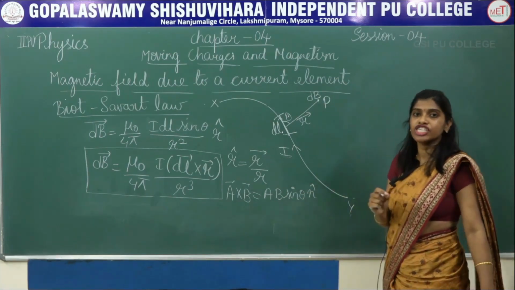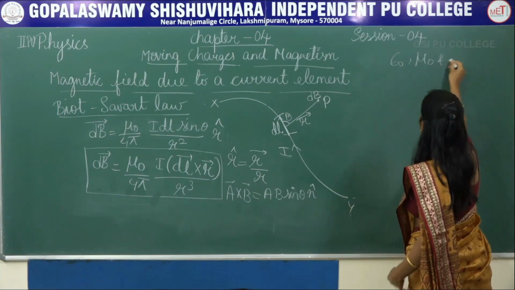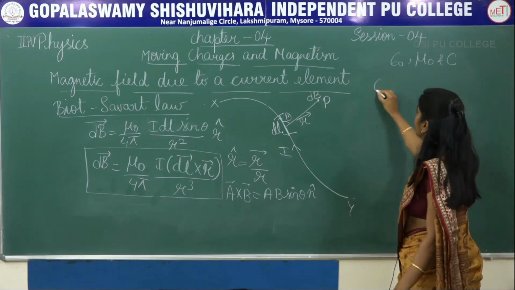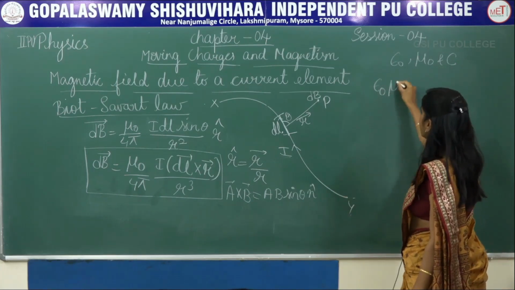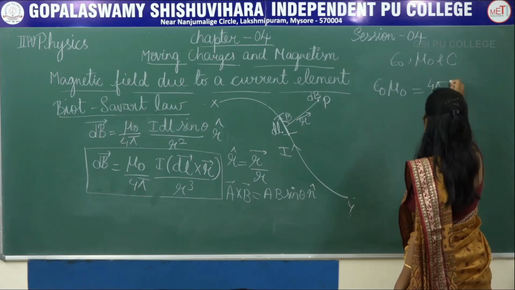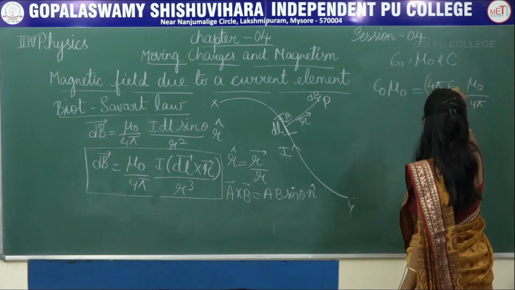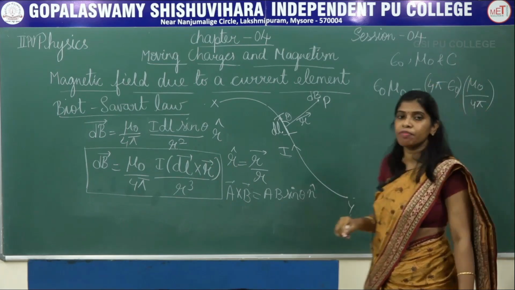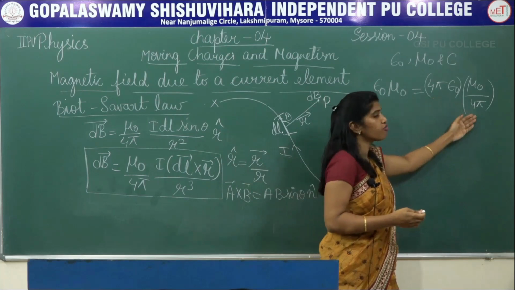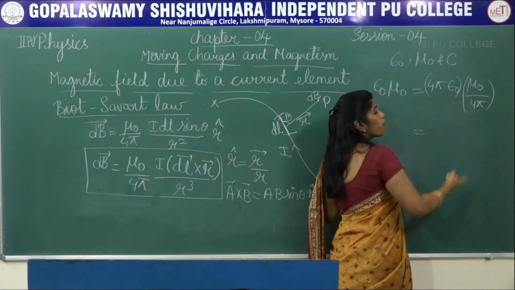Let me derive a relationship between epsilon naught, mu naught and c. Let me multiply epsilon naught and mu naught. I will just multiply and divide by 4 pi here, so the equation does not get affected. Then what is 4 pi epsilon naught?